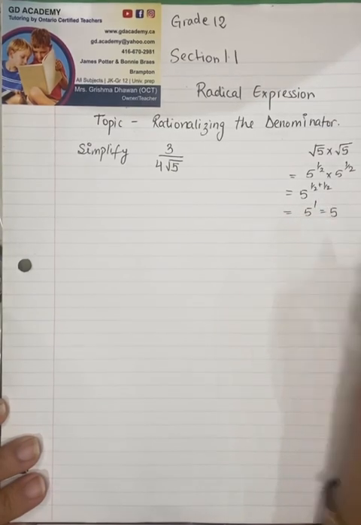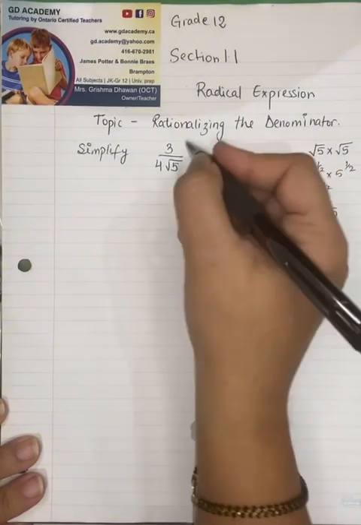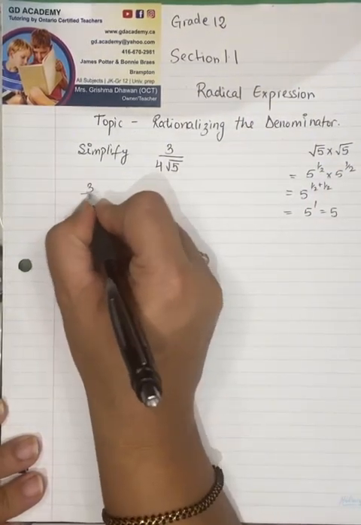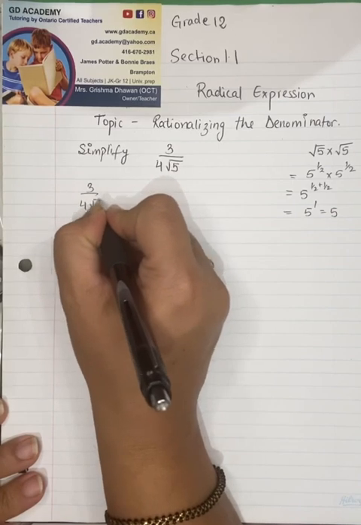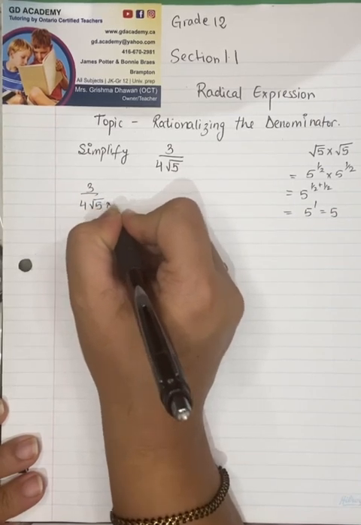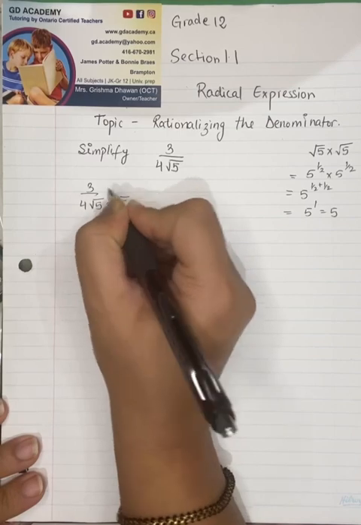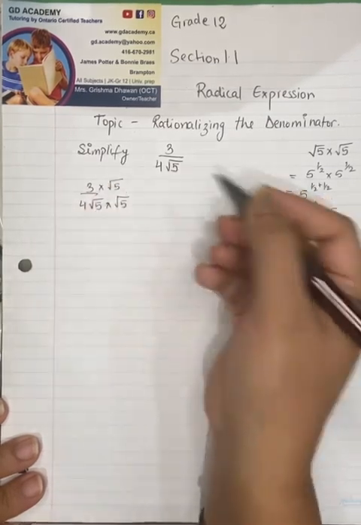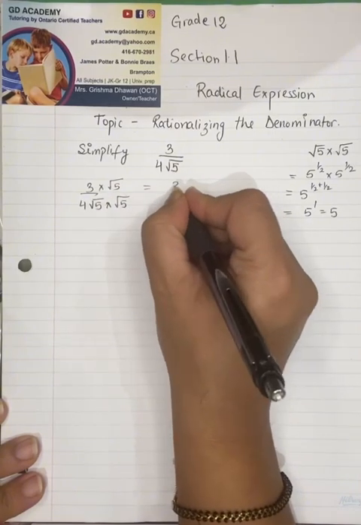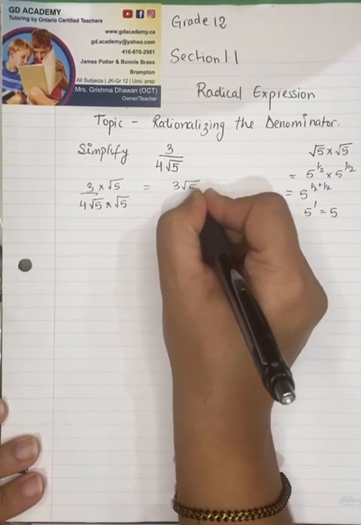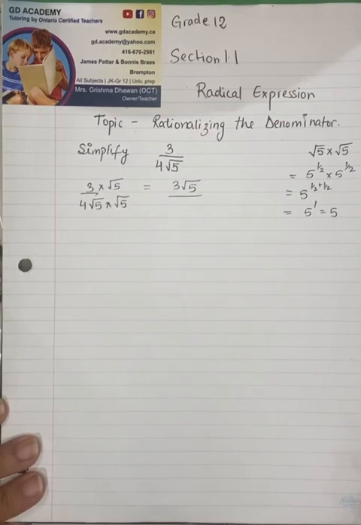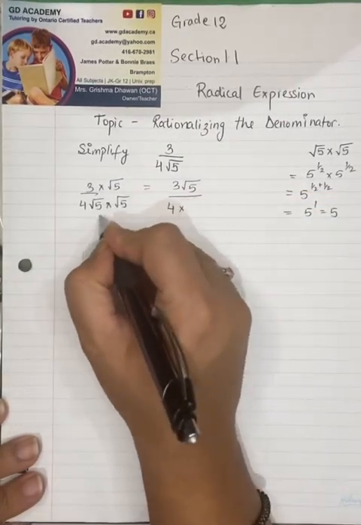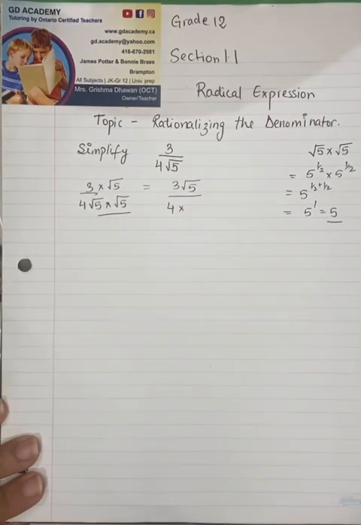Now let's apply this 5 that we have got by multiplying 2 roots of 5 in the question. 3 over 4 root 5, and we multiply numerator and denominator by root 5. If we want to remove root from the denominator, we have to multiply and divide by the same root. So the numerator will become 3 root 5 and the denominator now will become 4 times only 5, because when we multiply 2 roots, we get 5.